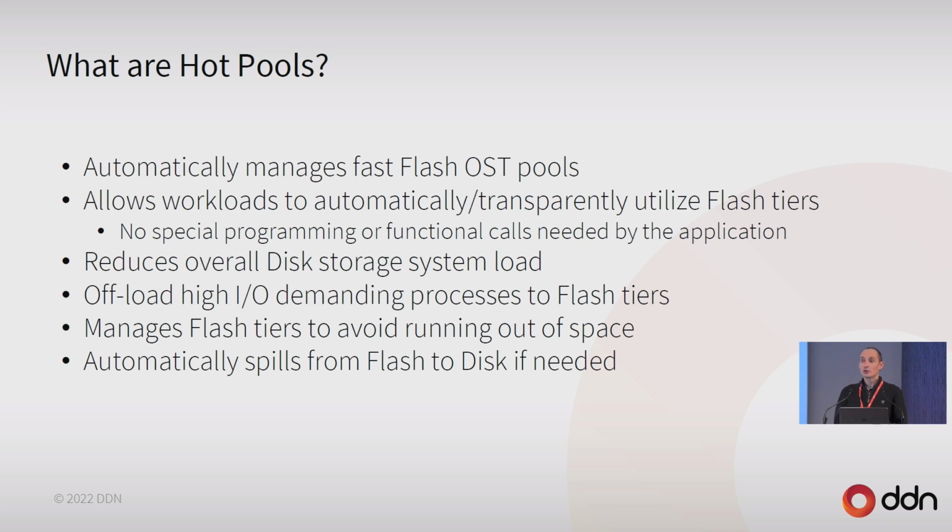Hot pulse automatically manages flash OST pools. It allows workflows to be transparently moved to utilize flash tiers. There are no special programming modifications required for your applications to use that. The purpose is to reduce overall disk storage system load by offloading high I/O demanding applications and processes to flash tiers. It also manages flash tiers to avoid running out of space, and it automatically spills over to disk pools if needed.